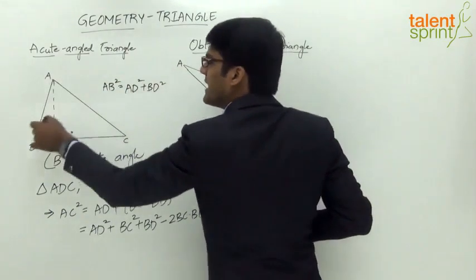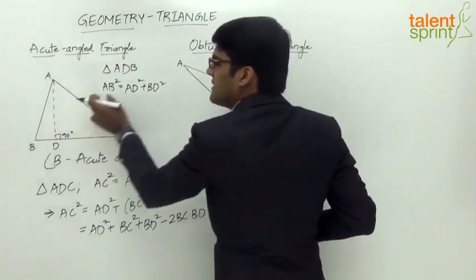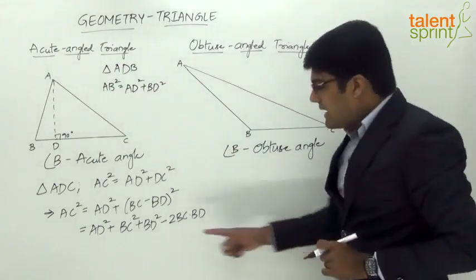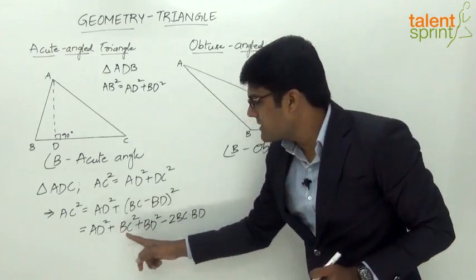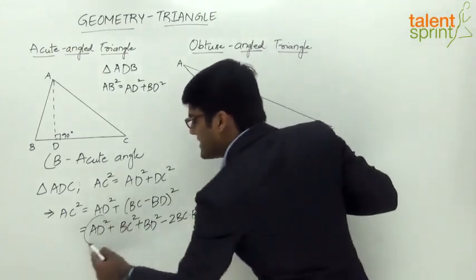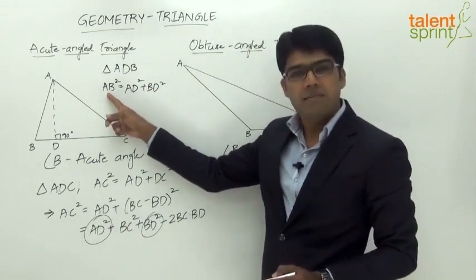Yes or no? This is from the triangle ADB. In the triangle ADB, the hypotenuse is AB. So AB square can be taken as BD square plus AD square. And look at this relationship here. We have AD square plus BC square plus BD square minus 2BC into BD. Now here AD square plus BD square can be replaced with AB square.